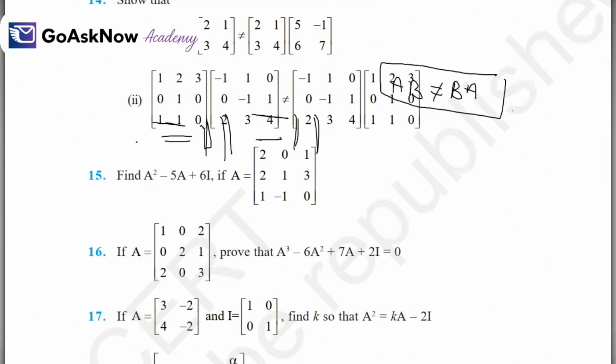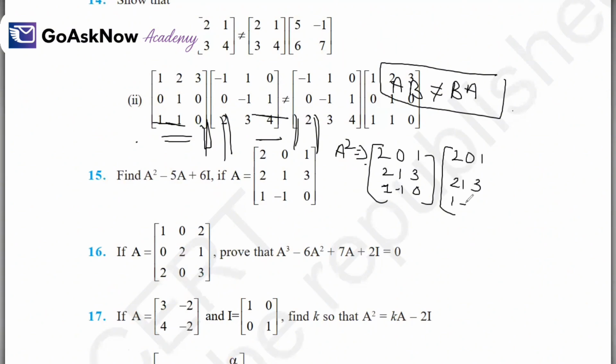This is similar to what you have done in the example part. The calculation part is there, only that it is lengthy. I hope that you can also solve this because you have to do just A square, then 5A, then 6I. So I will just tell you the hint of this. Just find out A square here. What will be that? 2, 0, 1, 2, 1, 3, 1, minus 1, 0, multiplied to itself, 2, 0, 1, 2, 1, 3, 1, minus 1, 0. So you have to multiply it to itself.